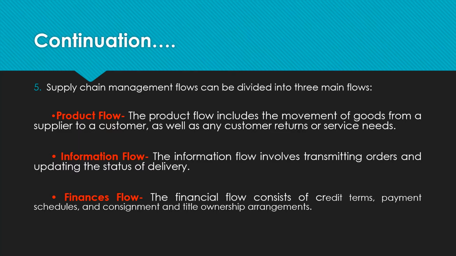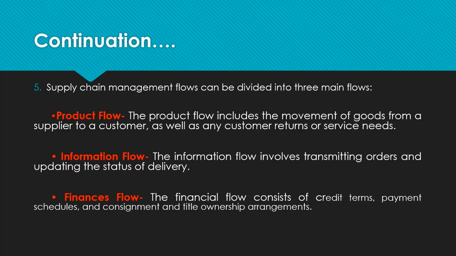Now, product flow. The word flow means movement. Product means goods. So when there is a movement of goods, we call it product flow. Product flow means the movement of goods from one person to another. It may be from supplier to customer, or if the customer returns anything, then it is a movement of goods from customer to the supplier, and vice versa. This type of flow is known as product flow.